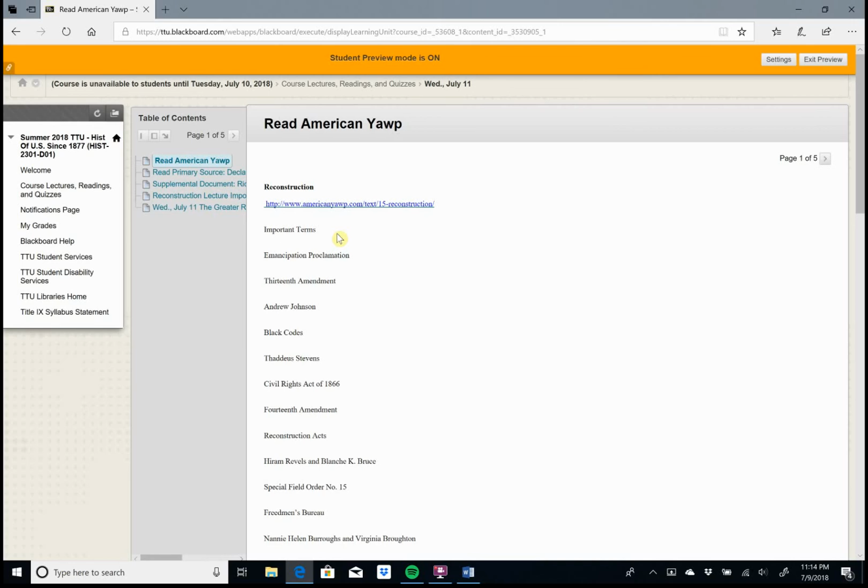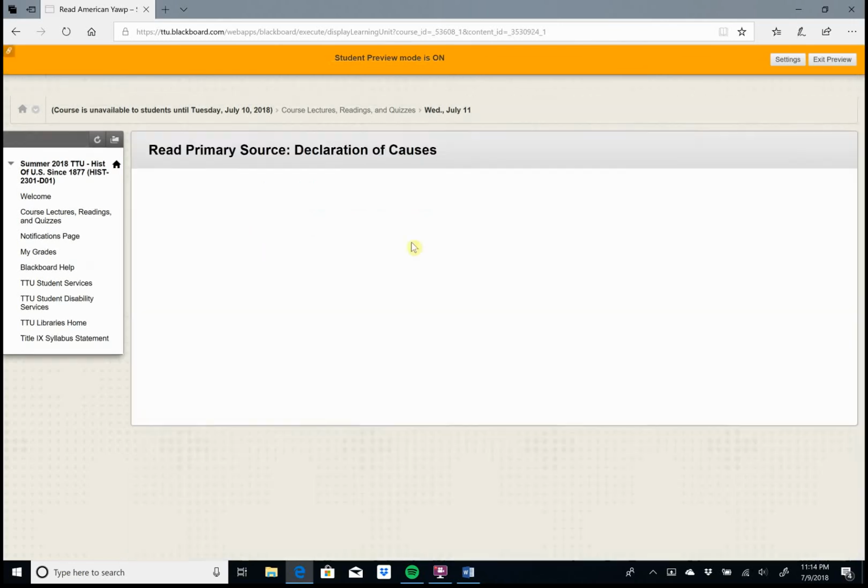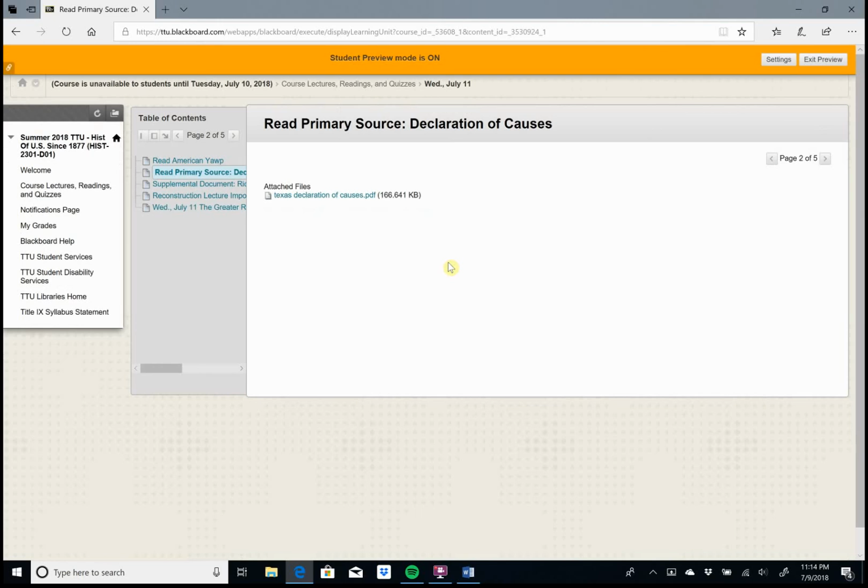You'll also see a primary source in almost every folder. And to give you just a simple definition of a primary source, it's a historical source that was produced during the period that we're studying. So for example, in this case, we're thinking about what caused the Civil War. The Texas Declaration of Causes is a primary source because it was produced in 1861 as Texas was deciding whether to secede from the Union.